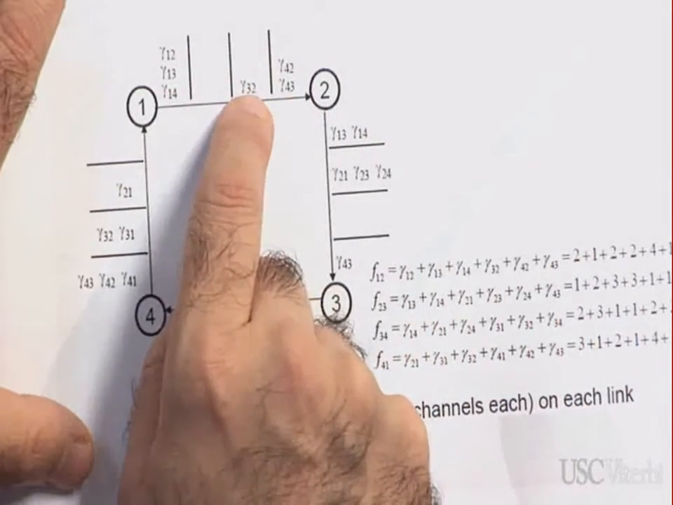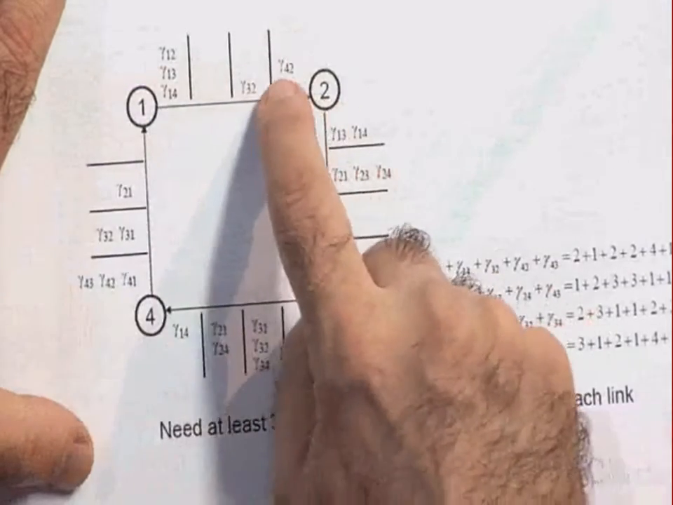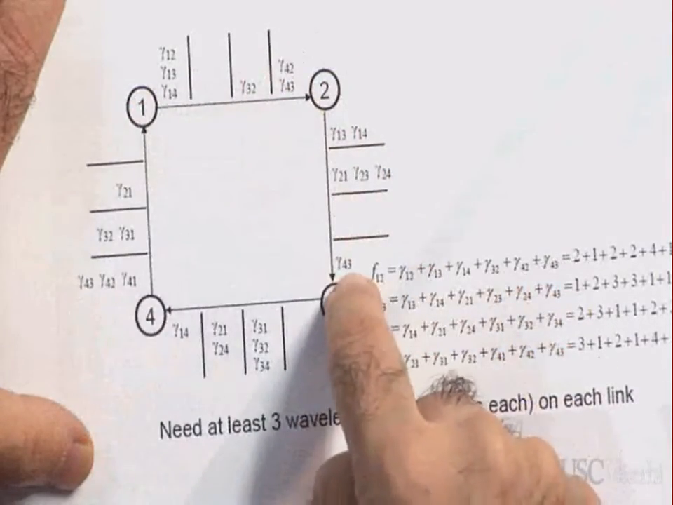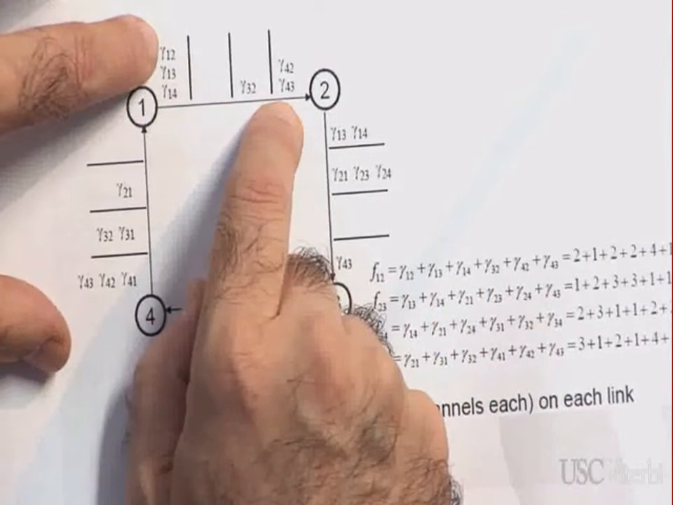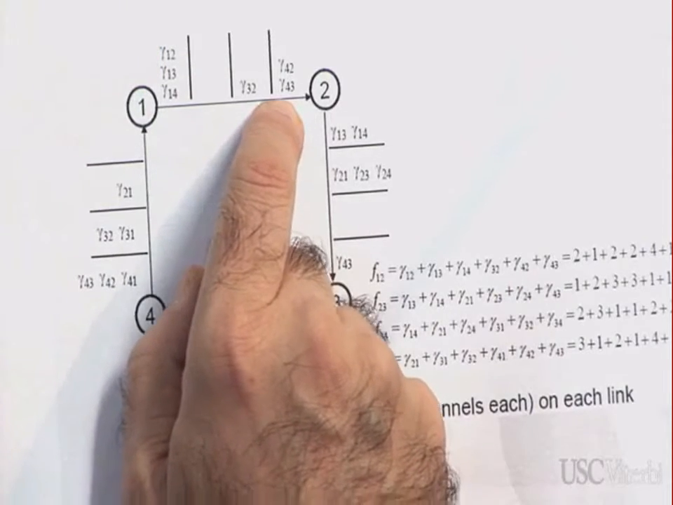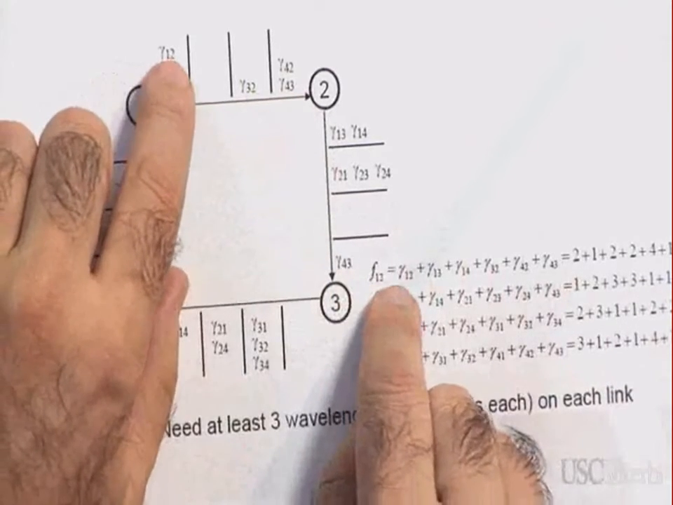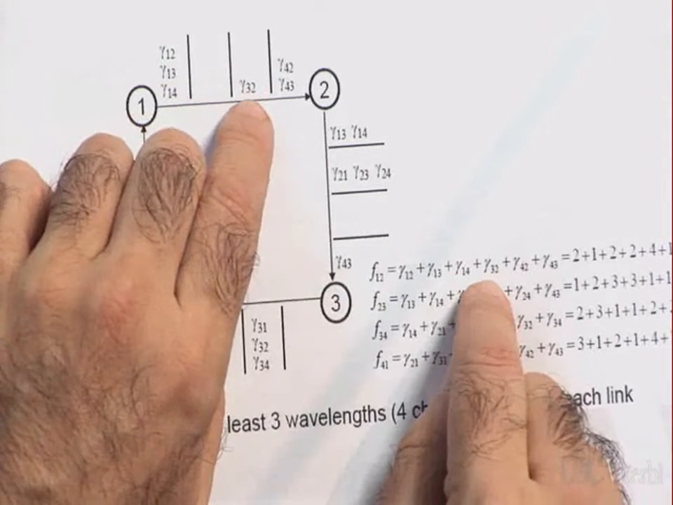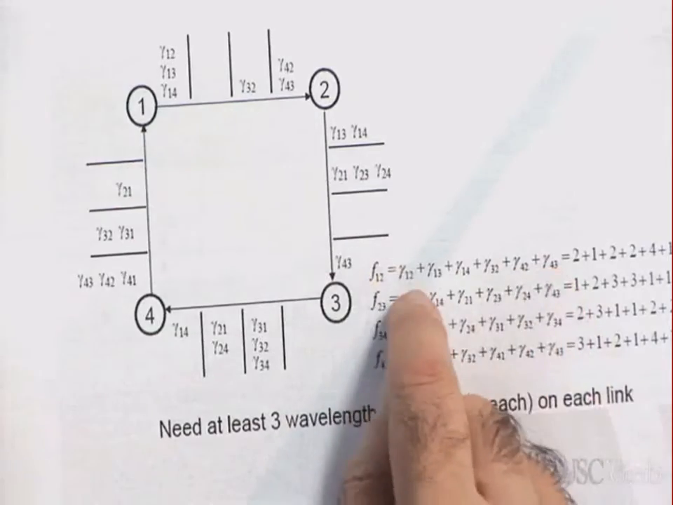What is this? 3-2. Where is this 3-2? 3-2 is this. What is this? 4-2. This. And 4-3. This. What is the aggregate traffic in here? Remember, every one of these gammas is in terms of OC12. So what is the aggregate traffic here? It's gamma 1,2 plus gamma 1,3 plus gamma 1,4 plus gamma 3,2 plus gamma 4,2 plus gamma 4,3. Yes?